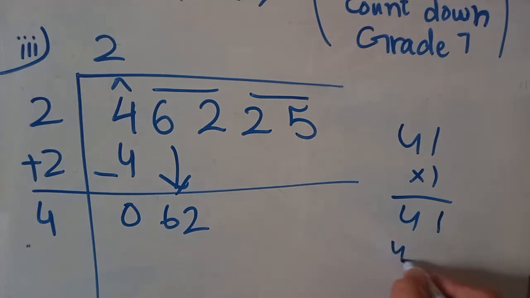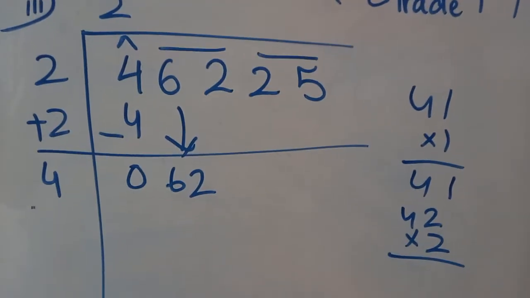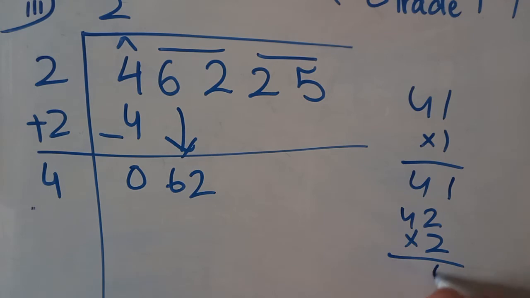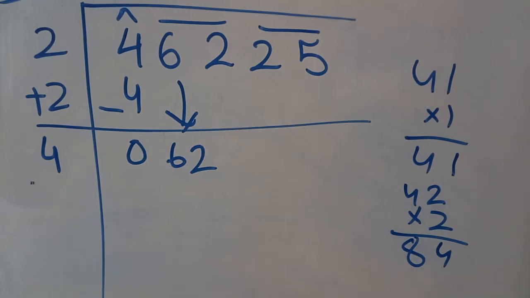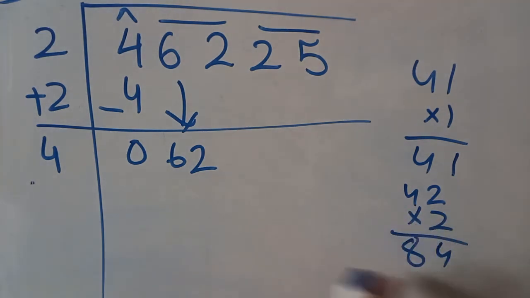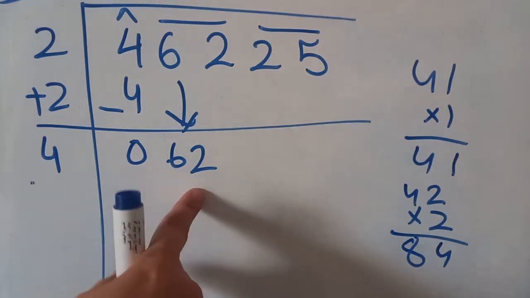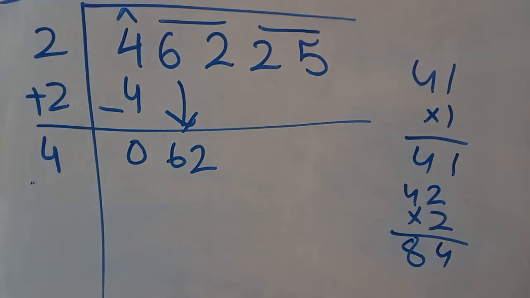Okay, now here I'm going to make the 42 times table, or if I'm going to multiply with number 2, 2 times 2 is 4 and 2 times 4 is 8. Okay, so now here we see that if we are multiplying 42 with number 2, we get 84, and 84 is a bigger number than 62. So we cannot take this. So we will go to the smaller number, that is 41.